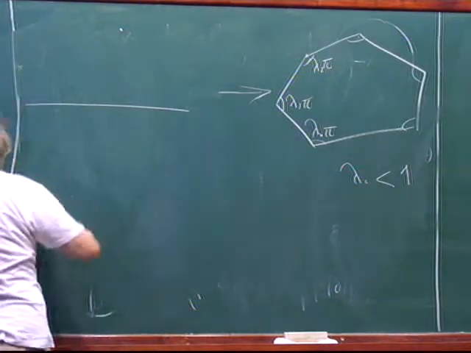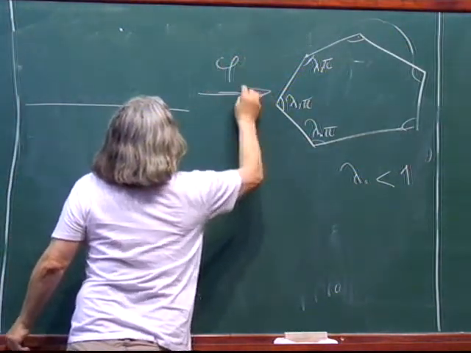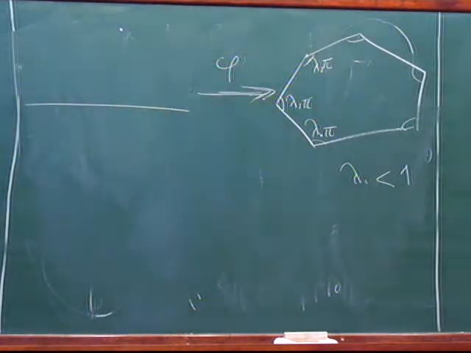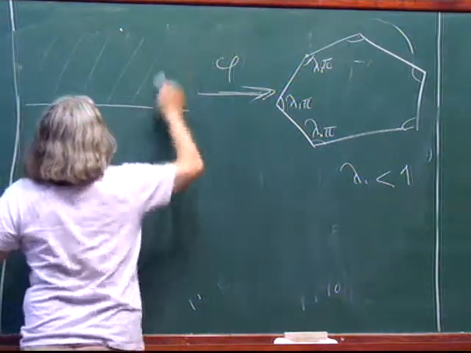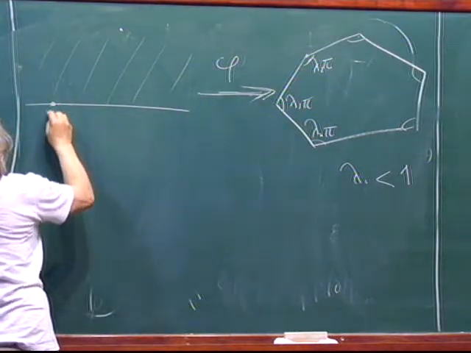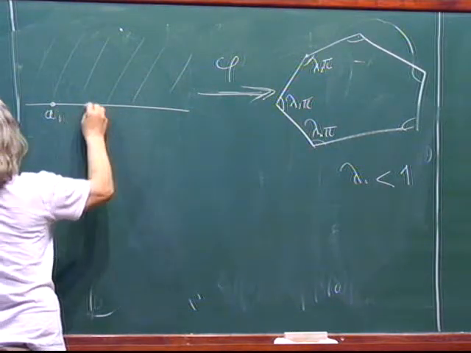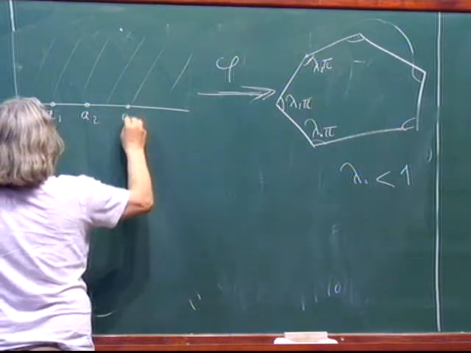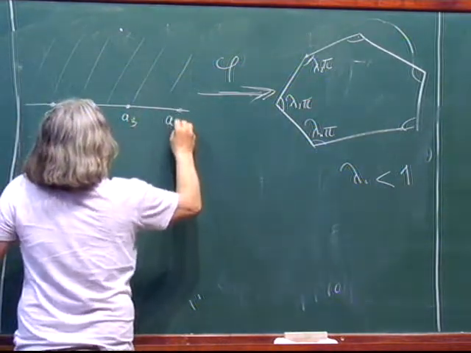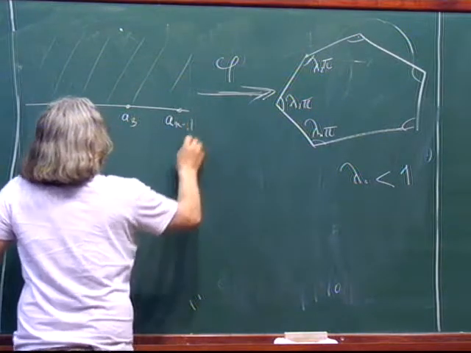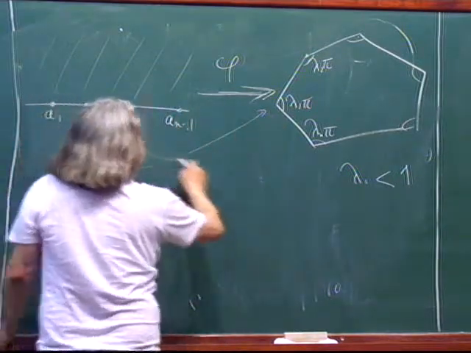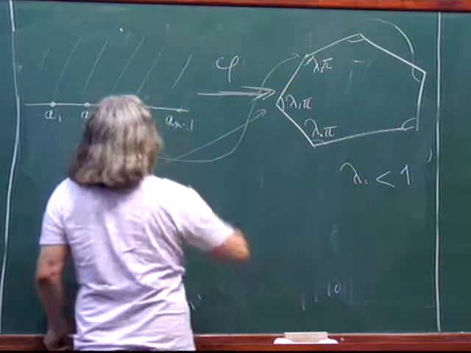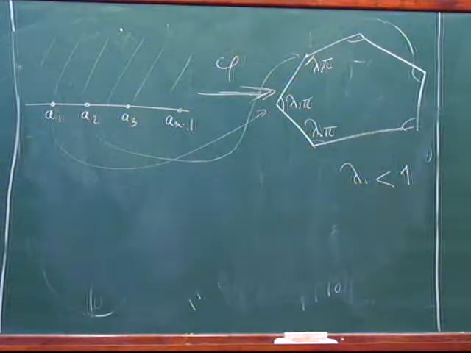And so you will assume that you have this map, phi, going from the upper half plane to the polygon. And you will assume that there is a continuous extension to the boundary. So you will have points A1, A2, A3, ..., A(n-1), which are mapped to the vertices, etc. So each point Ai is mapped to a vertex.